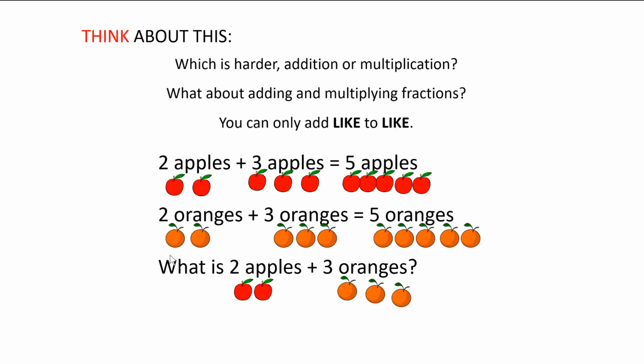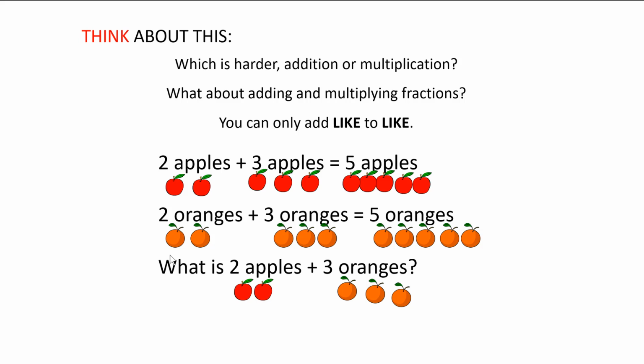Which is harder, addition or multiplication? Sometimes adding is way harder than multiplying because you can only add like to like. So you might have heard people say you can't add apples and oranges, and this is what they mean. 2 apples plus 3 apples is 5 apples, and 2 oranges plus 3 oranges is 5 oranges, but what's 2 apples plus 3 oranges? You can't add two things that are different and get just a number. You could say 5 pieces of fruit, of course, but that's taking the analogy too far. That's not what we're trying to express.